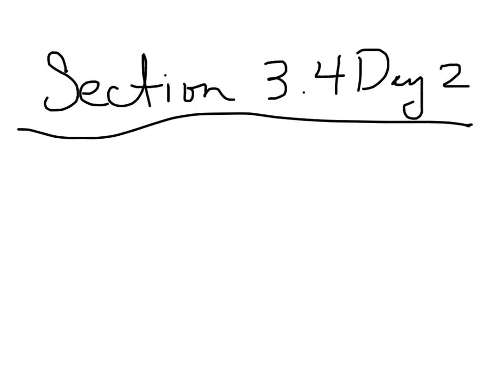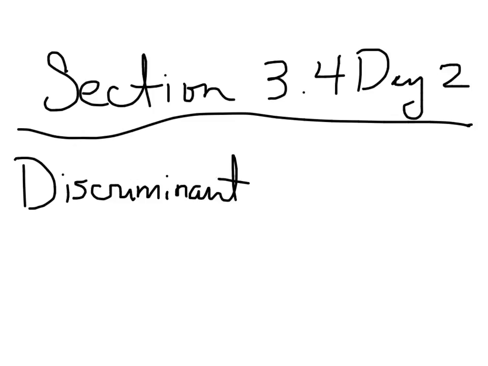All right, for day 2, I've got one more formula for you. It's what they call the discriminant. What a discriminant does for us is describe what kind of solutions you're going to get. It does not solve the equation. All it does is tell you what kind of solutions you're going to get. So here's the formula for the discriminant.